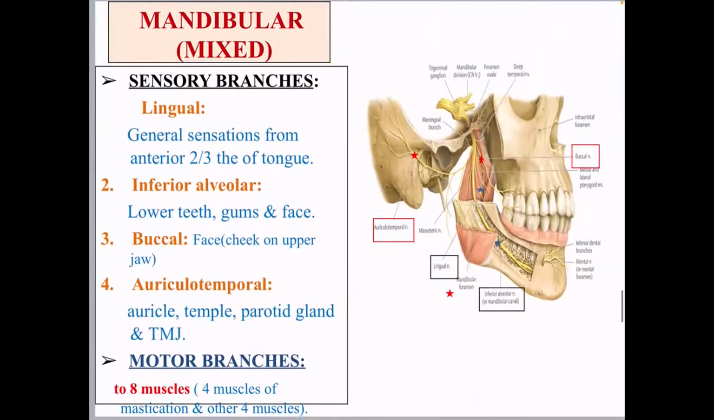Mandibular is mixed. Sensory branches: lingual, general sensation from the anterior two-thirds of the tongue; inferior alveolar, lower teeth, gum, and face; buccal, face, cheek on the upper jaw; auriculotemporal, auricle, temple, parotid gland, and TMJ.